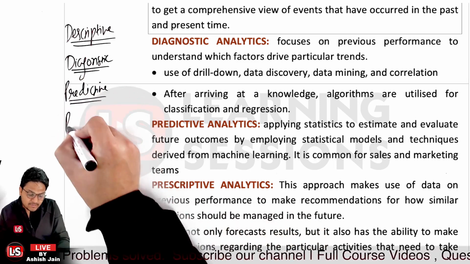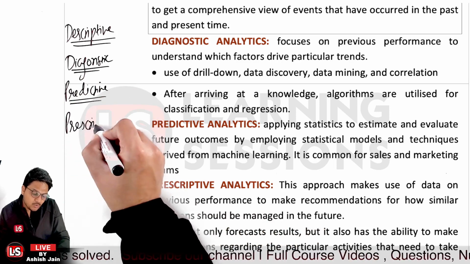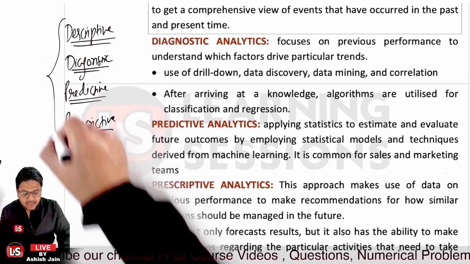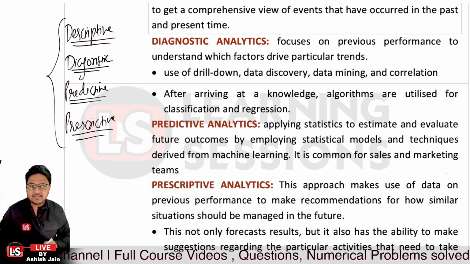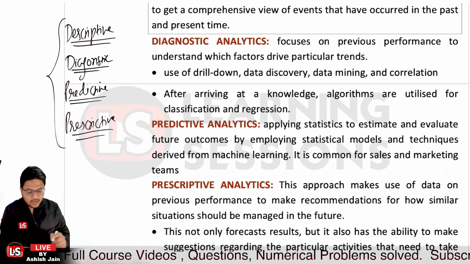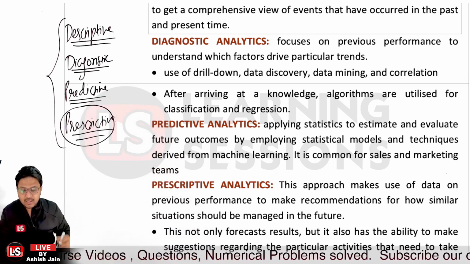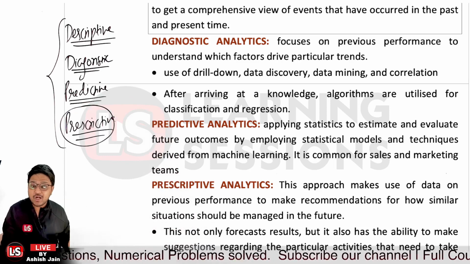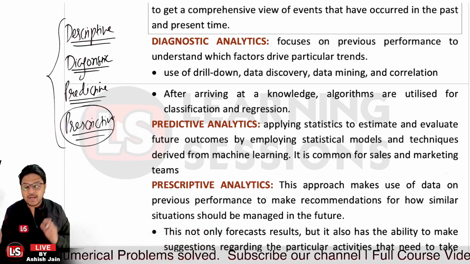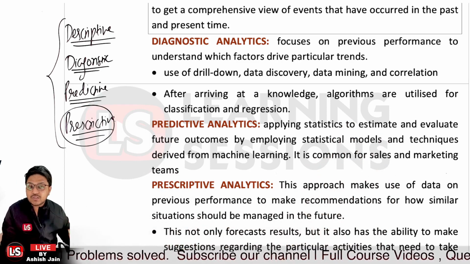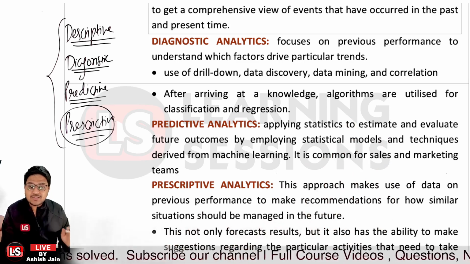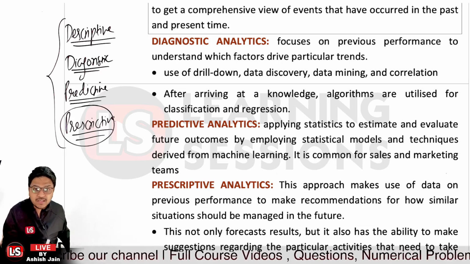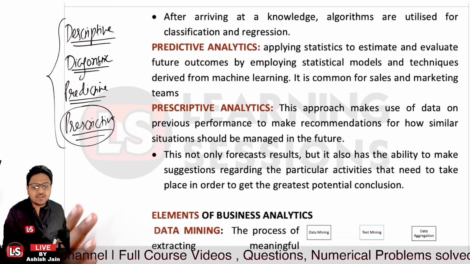And further is prescriptive, where we want to get an idea that if something happens again in the future, how we can deal with it, right? So prescriptive not only lets us know what can happen, what the reason behind it was, and how we can tackle the future situation, but also gives us the ability to forecast the results and gives us suggestions for the same, right?